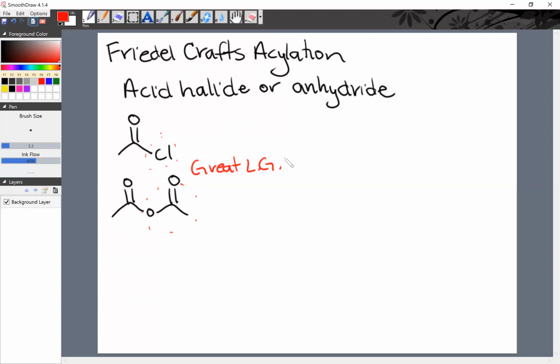So if I put that in the presence of my Lewis acid, guess what? And the lone pair on the oxygen would automatically come and kick that out into, and I'm just going to put that as an R.